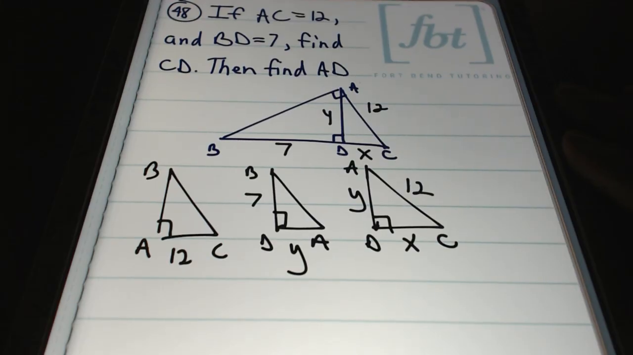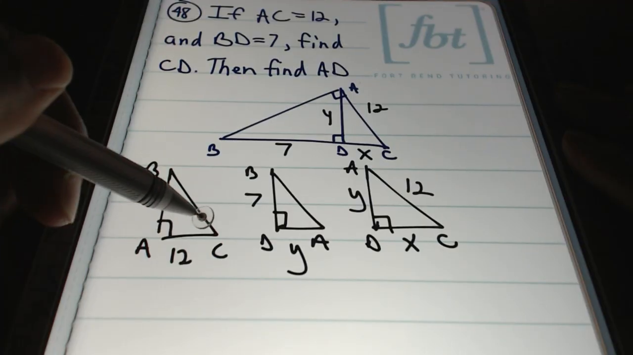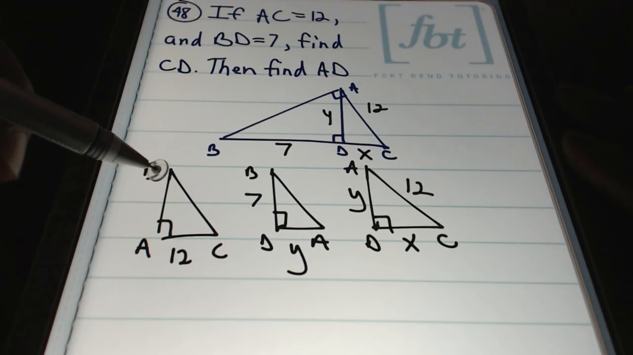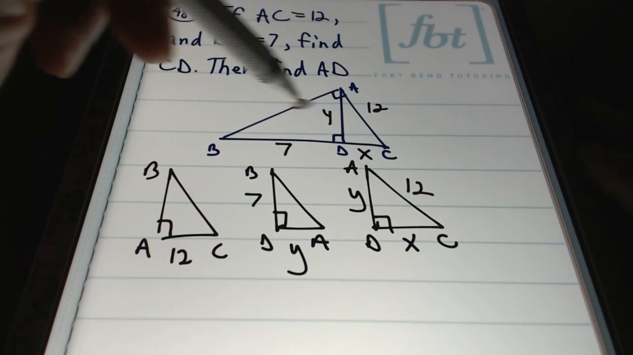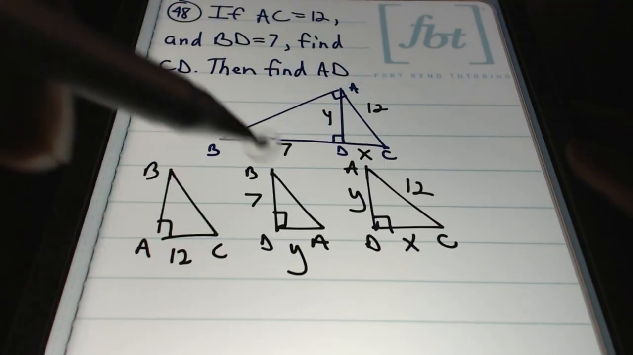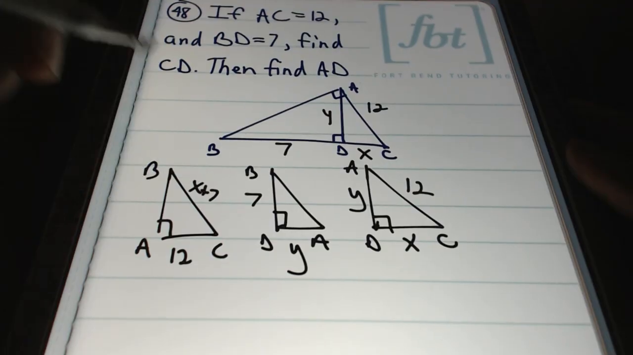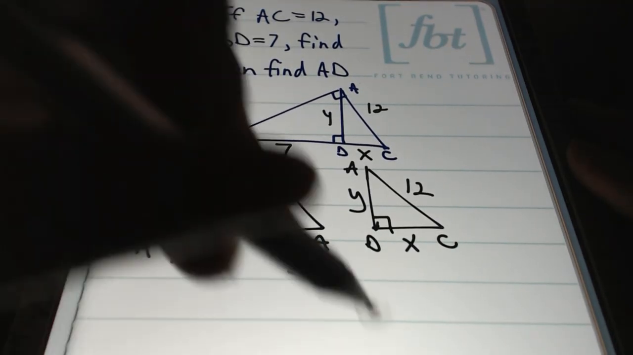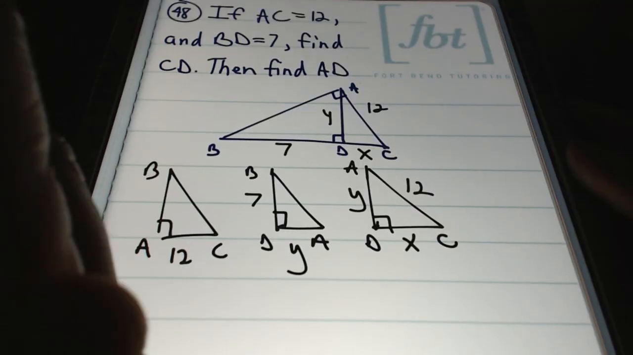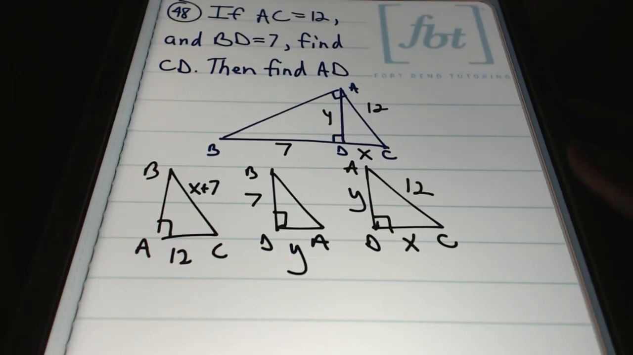Let's see if we have enough information here to get things going. Our AC value is 12. True. Our BD value is going to be 7. Let's make sure we have everything lined up right. That's going to be BC. Here we go, guys. BC is going to be equivalent to X plus 7. That's important as we label this out: the total length of BC is equivalent to X plus 7. That's going to be important.